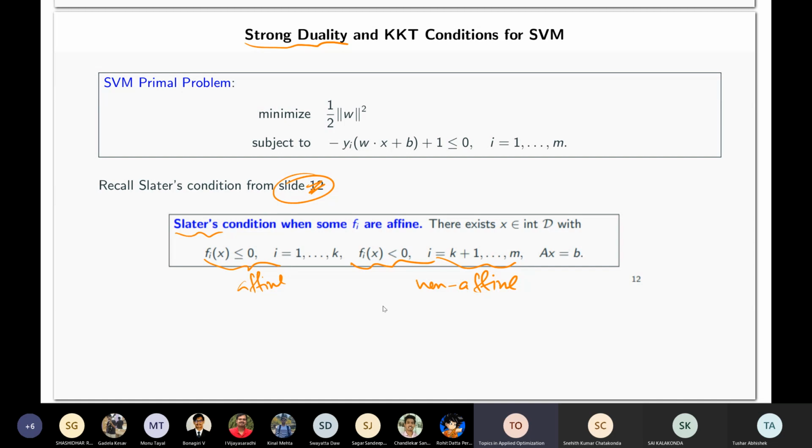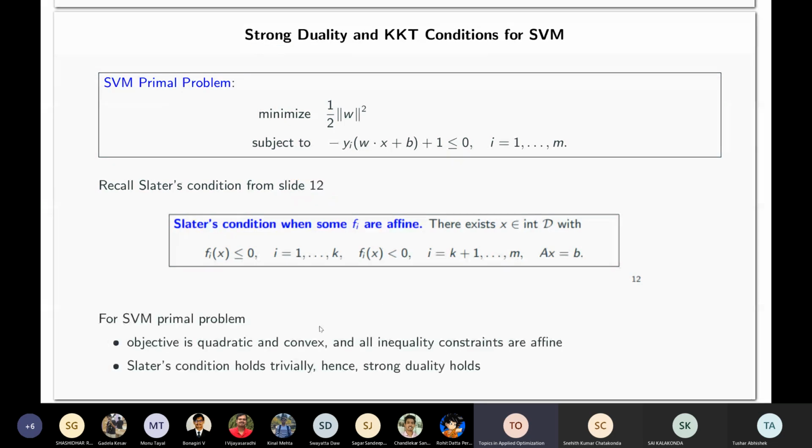So overall, this will satisfy the Slater condition, hence strong duality holds, because all inequality constraints are affine. In that case, they are allowed to be less than or equal to. Right, so this is something we did in the previous classes. I hope you recall that. So strong duality holds here.